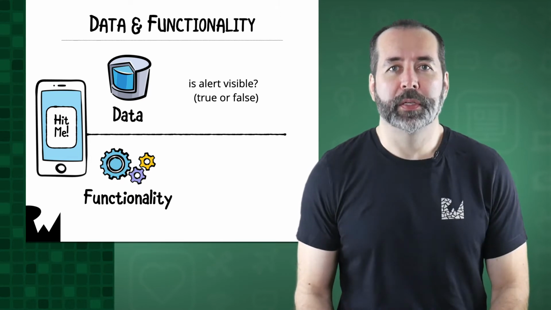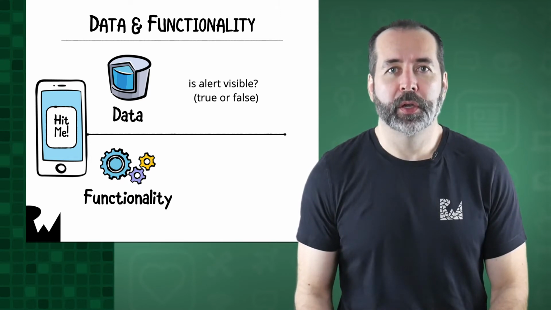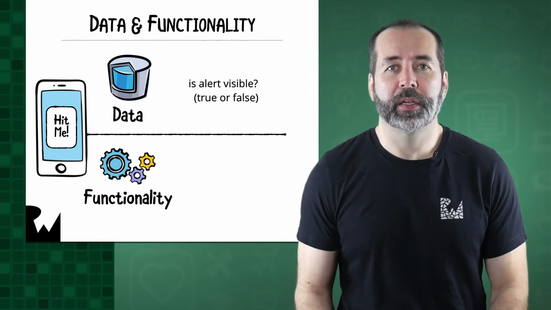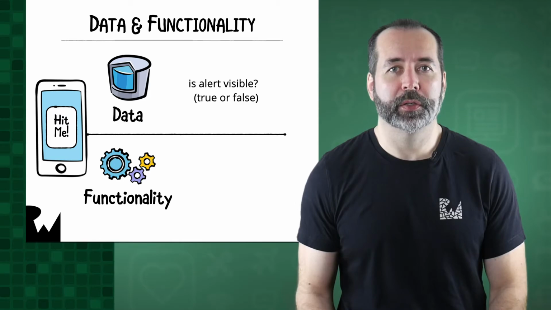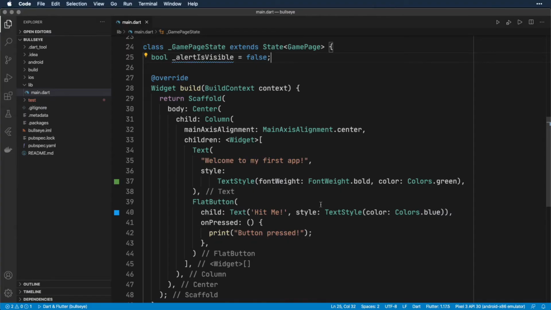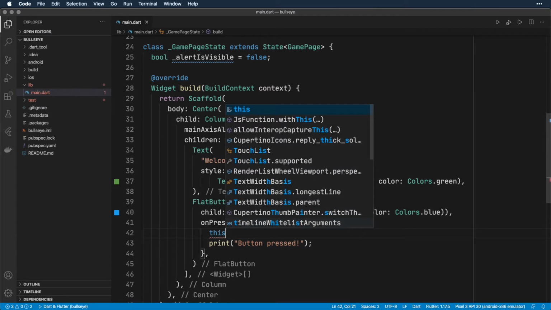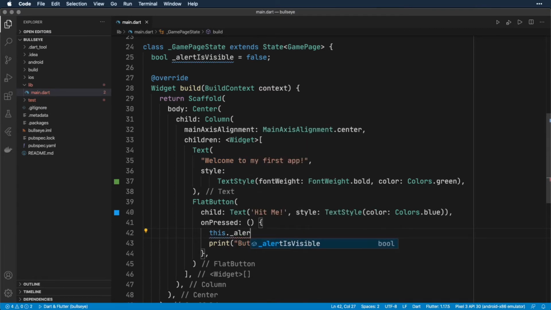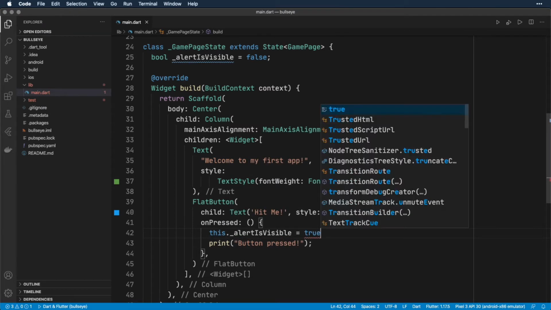What we want to happen is that when the user taps the Hit Me button, we'll change the state to reflect the fact that the alert is now visible and also write a method to show the alert. We're going to show the alert from the onPressed handler for the FlatButton. So here we're going to set alertIsVisible equal to true. So I do this._alertIsVisible equals true.